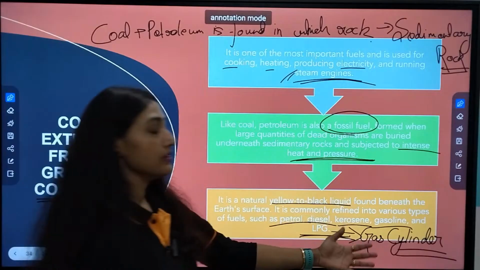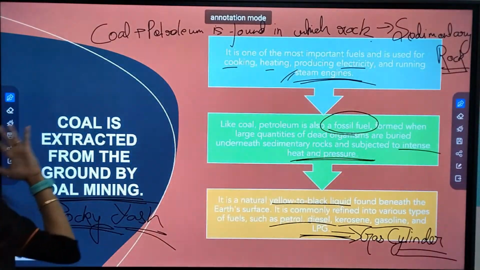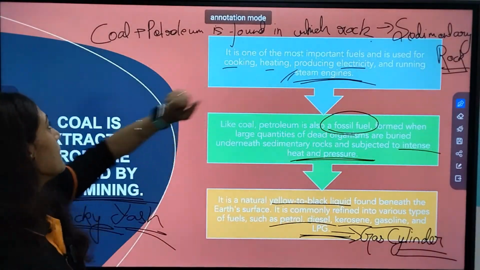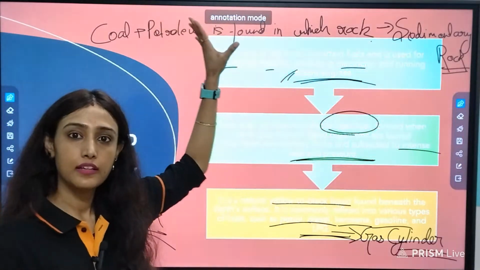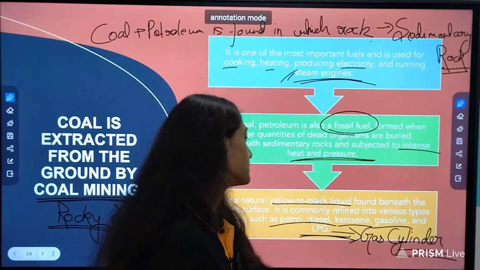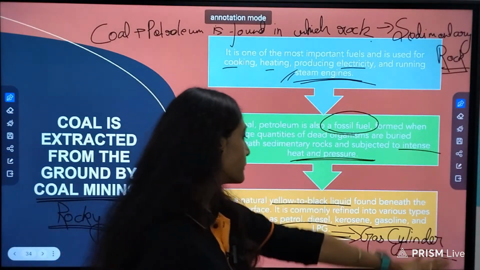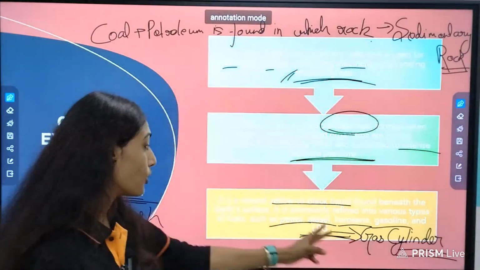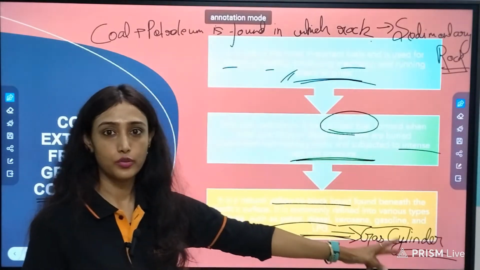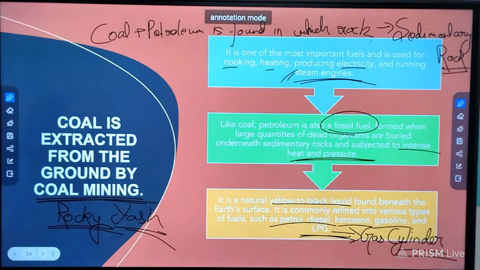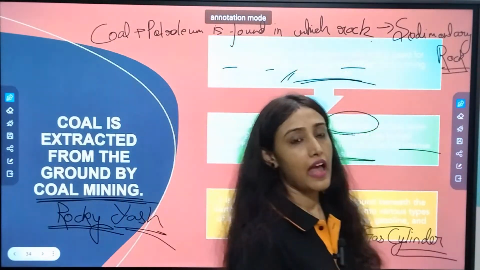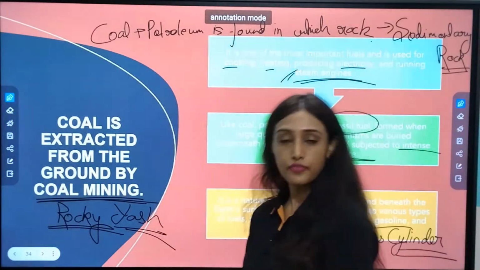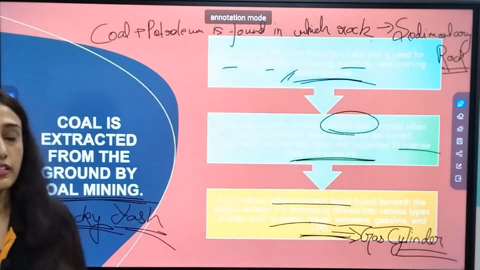So just think, if one day we are out of resources of this coal and petroleum, because it also has some limit, just see what will happen to the world. So many things will not be available, not even the gas cylinder to cook food. So you should not waste these resources and try to save them for your next generation. Okay.